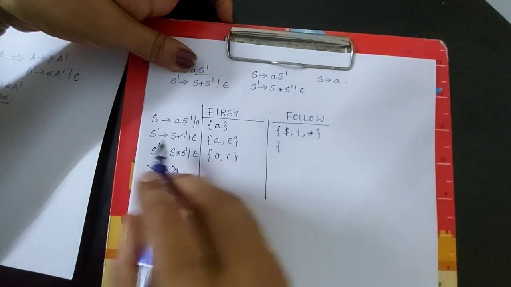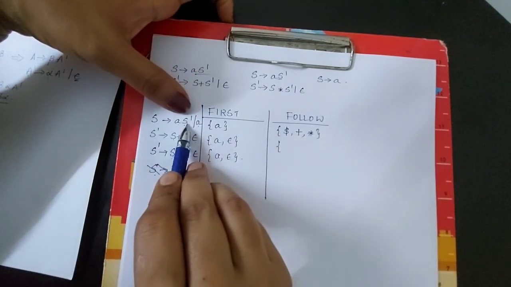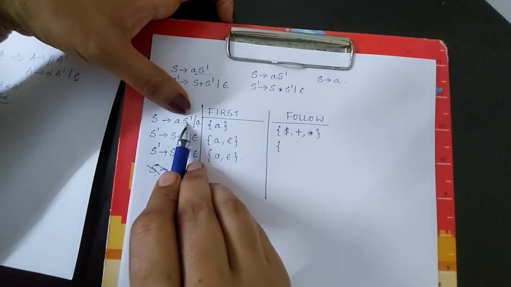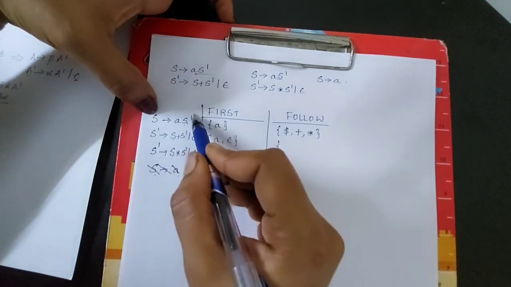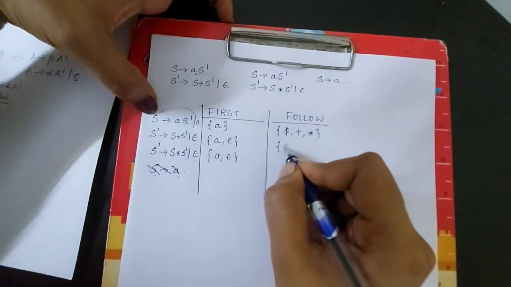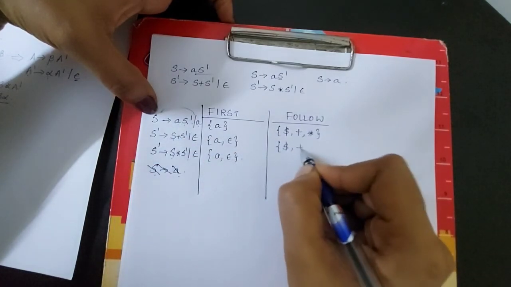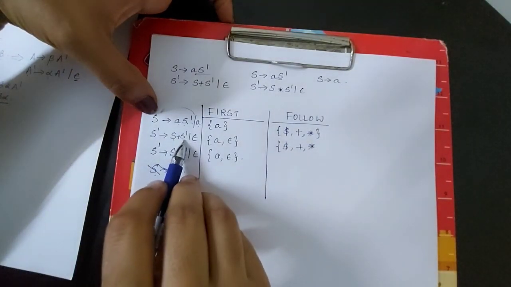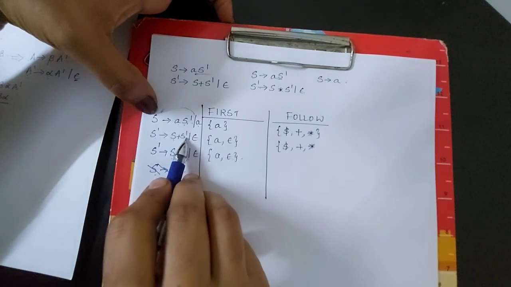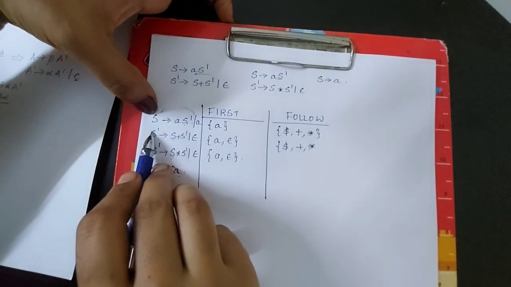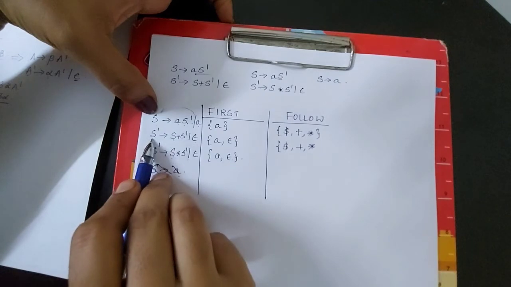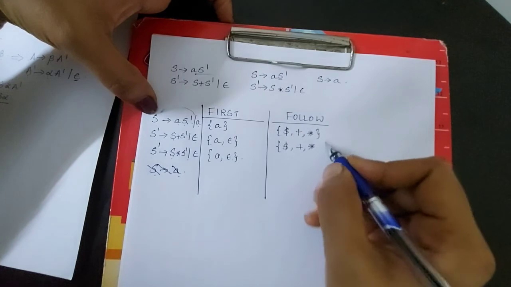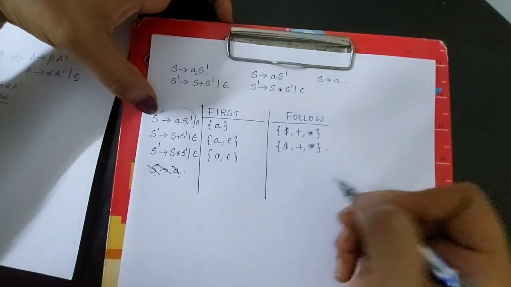Next, follow of S dash. S dash is present over here in the body. Is it followed by anything? No. So what happens? Follow of S dash becomes follow of S now. It goes to the head. So what is the follow of S? It is dollar, plus and star. Okay, that we have written. Over here also, after S dash nothing is there. So we need to check the head of that production, and follow of S dash is follow of S dash itself, which is not needed to write. And same thing applies over here. So I have finished writing my follow set.